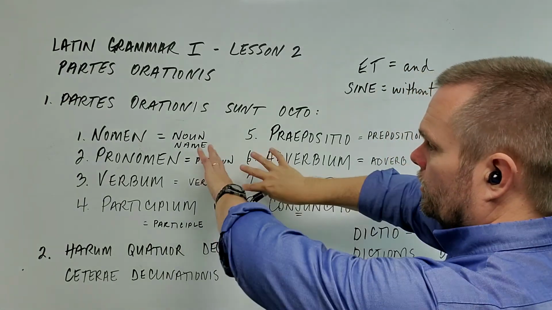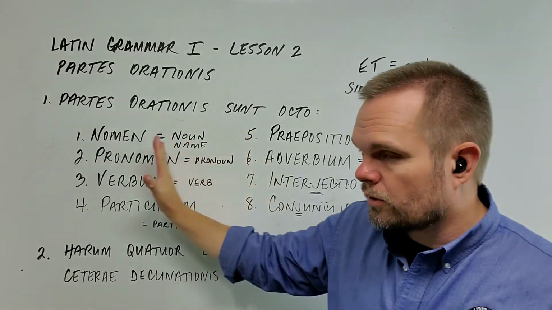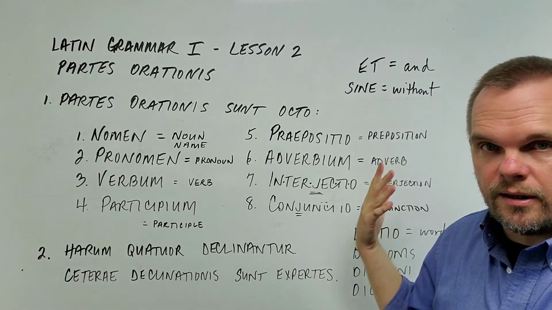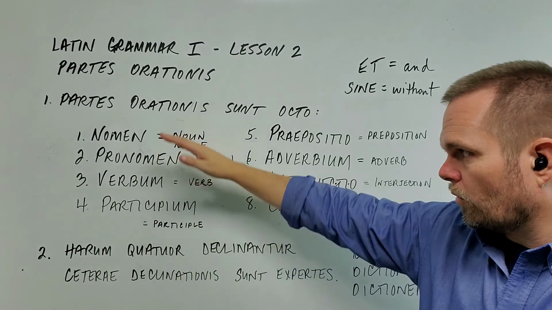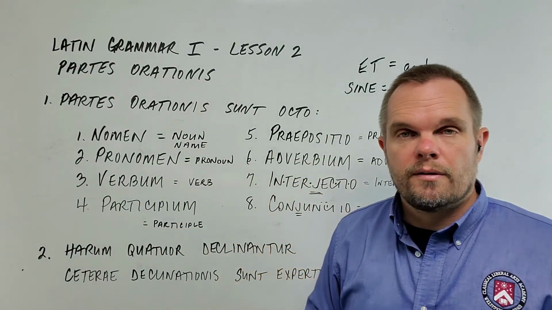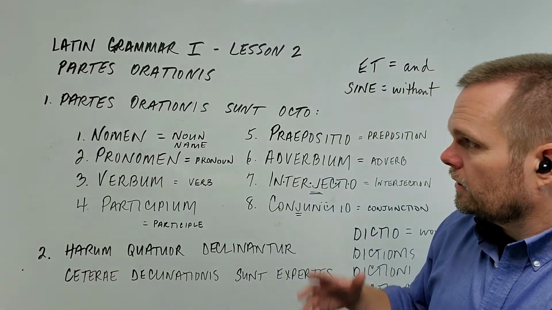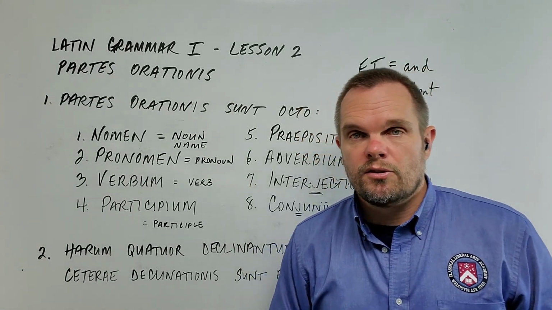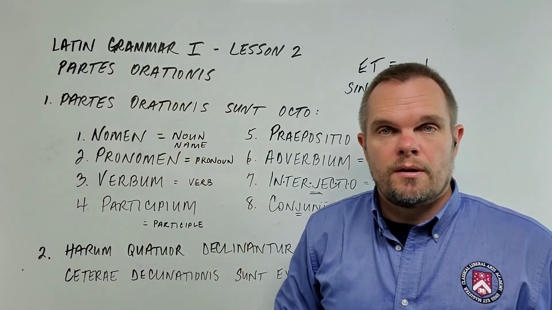And make sure you understand that there are 2 different kinds of parts of speech. The first 4 are declined, and the last 4 are not declined. And then rule 2 simply says that of these, 4 are declined, the others are free of declension. They have only one form. Okay? So that's a summary or introduction to lesson 2 on the partes orationis, the parts of speech.